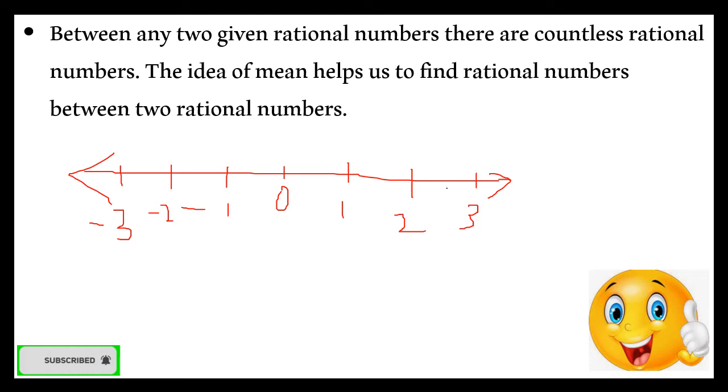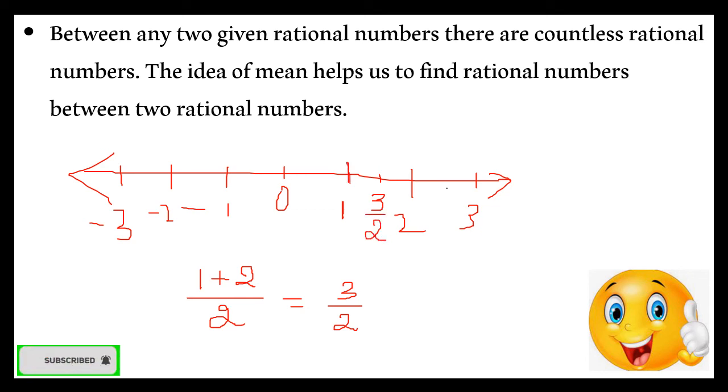How do we find it? We find it by adding the two and dividing by 2. Suppose that you have the numbers 1 and 2, these are rational numbers. 1 can be written as 1 upon 1, and 2 as 2 upon 1. So between 1 and 2, if you want to find a number, you add 1 plus 2 and divide it by 2. So this is 3 by 2, and this is somewhere in between 1 and 2. This is 3 by 2.